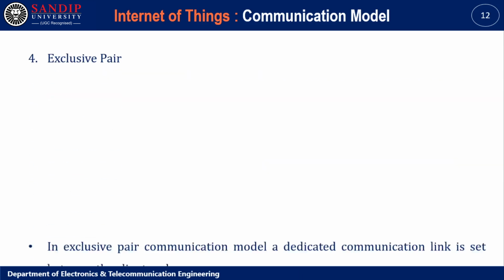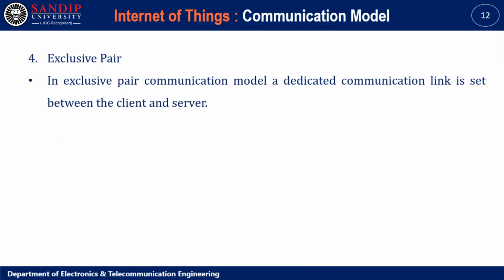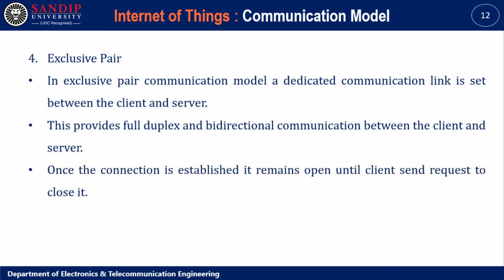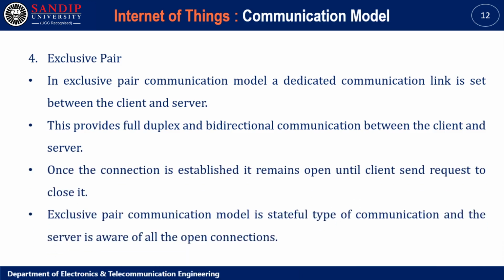Next is exclusive pair. In the exclusive pair communication model, a dedicated communication link is set between the client and the server. This provides full duplex and bidirectional communication between the client and the server. Once the connection is established, it remains open until the client sends a request to close it. The exclusive pair communication model is a stateful type of communication and the server is aware of all the open connections.